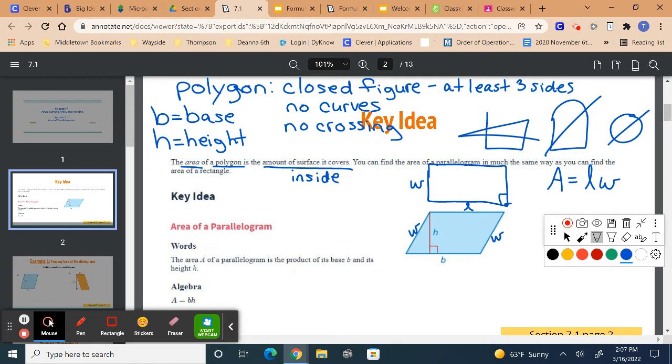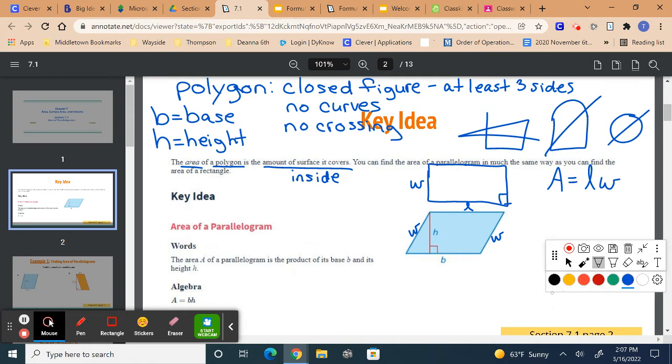Okay. So what do you think your formula is for your parallelogram? Phoebe? BH. Yep. Very good. Base times height. So I want you to go to your formula sheet.